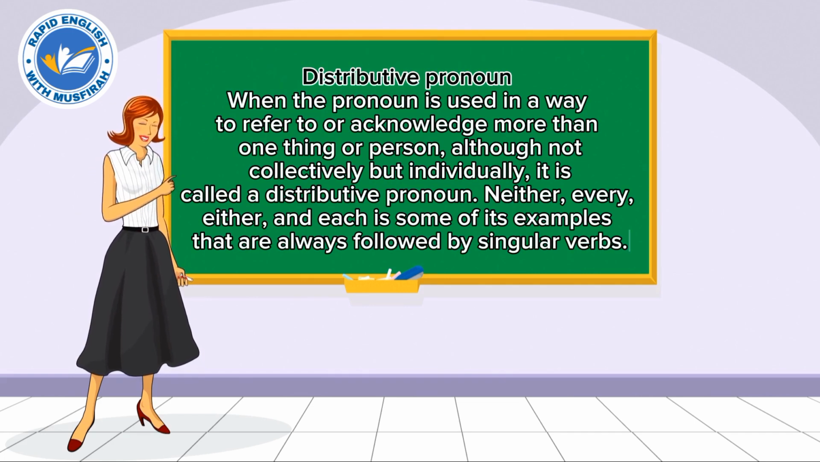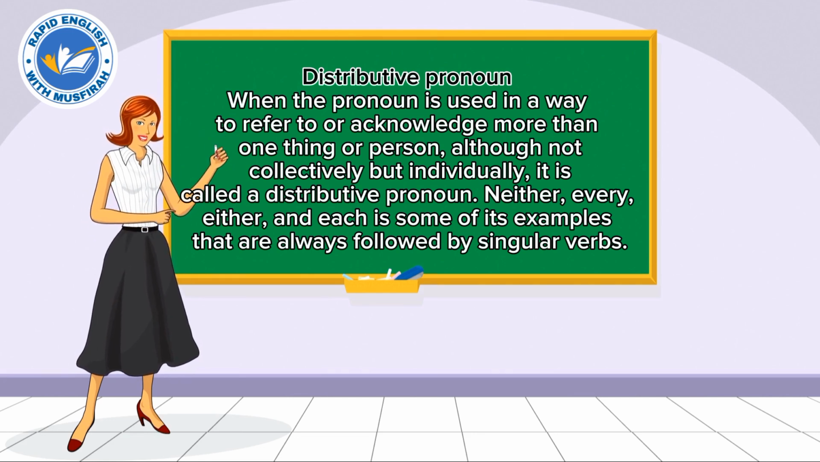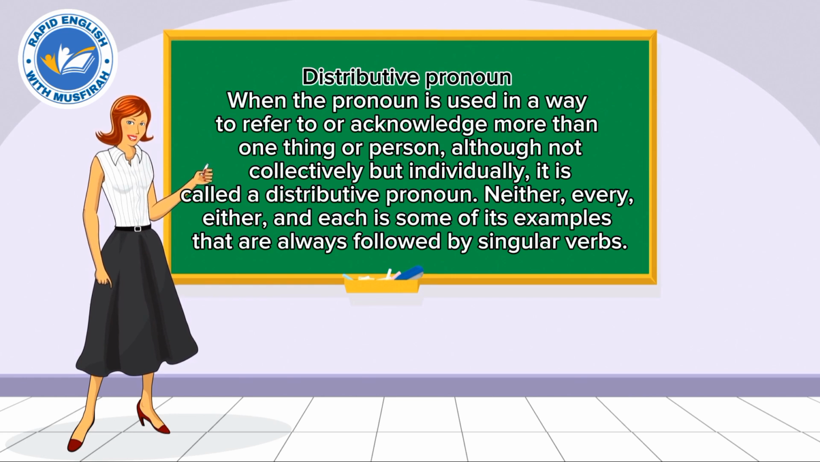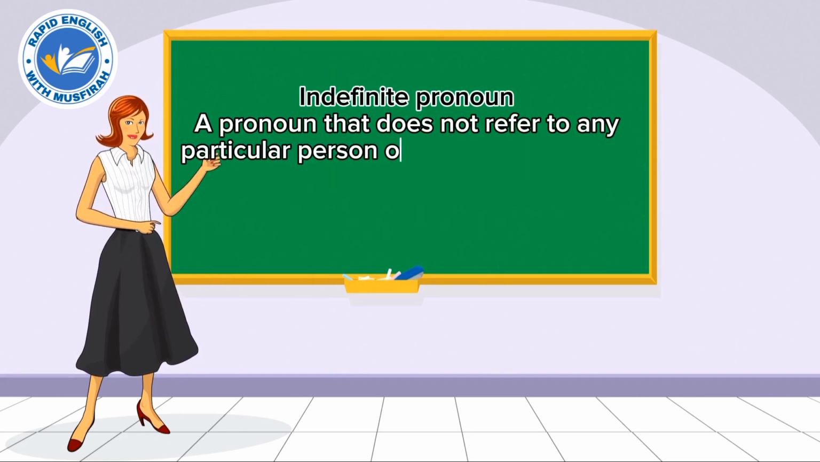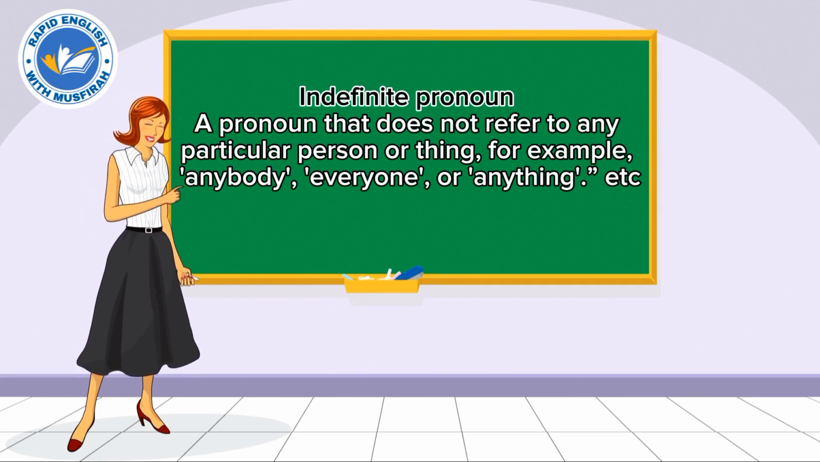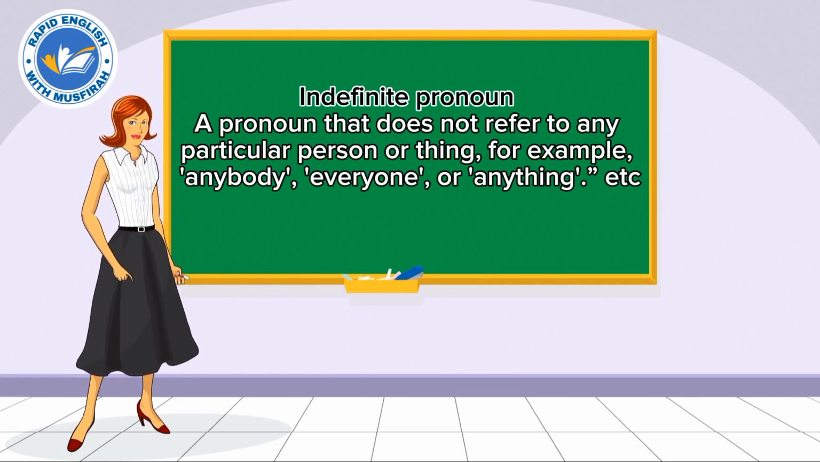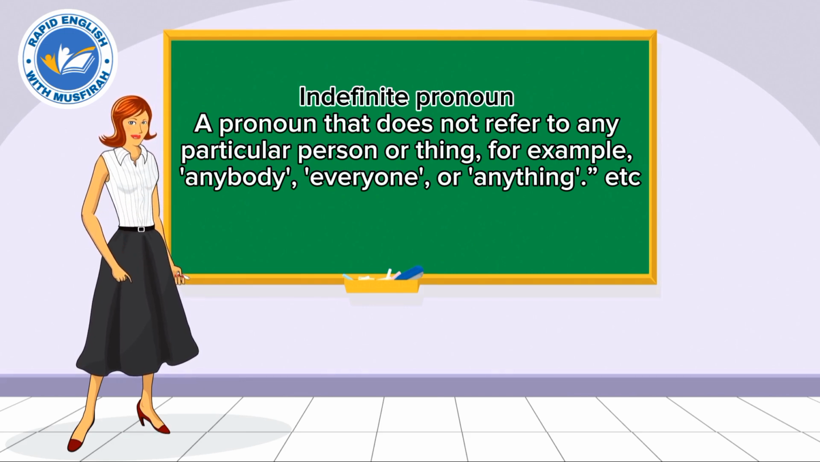Distributive pronoun. When the pronoun is used in a way to refer to or acknowledge more than one thing or person, although not collectively but individually, it is called a distributive pronoun. Neither, every, either, and each are some of its examples that are always followed by singular verbs. Indefinite pronoun. A pronoun that does not refer to any particular person or thing, for example, anybody, everyone, or anything, etc.